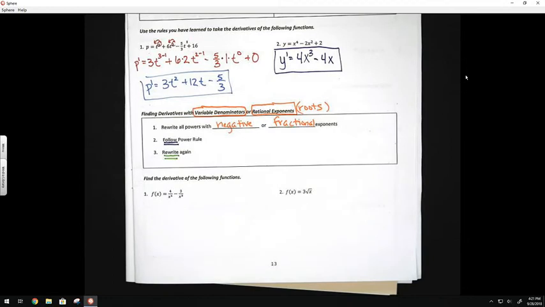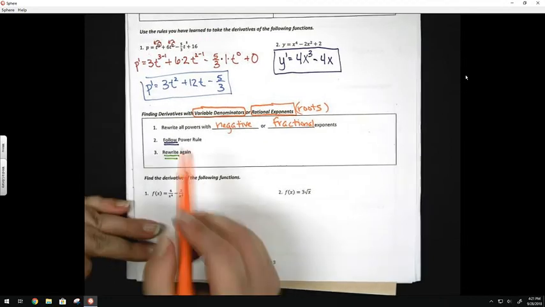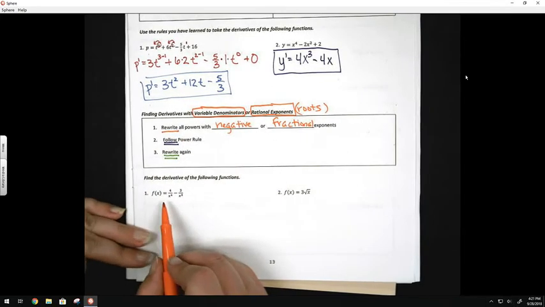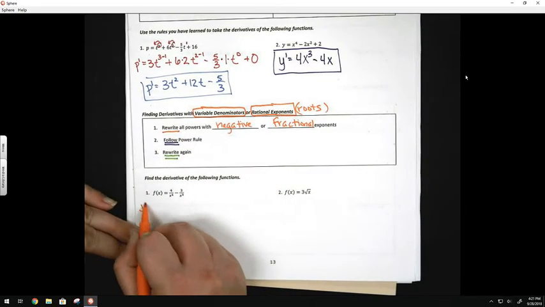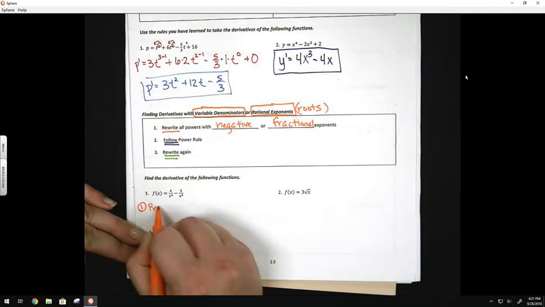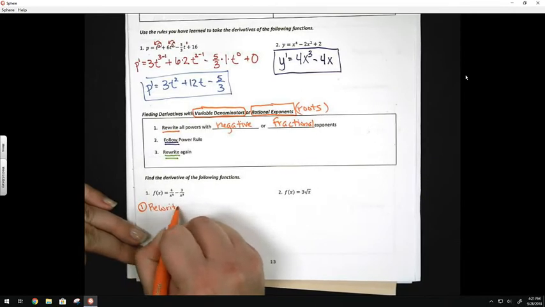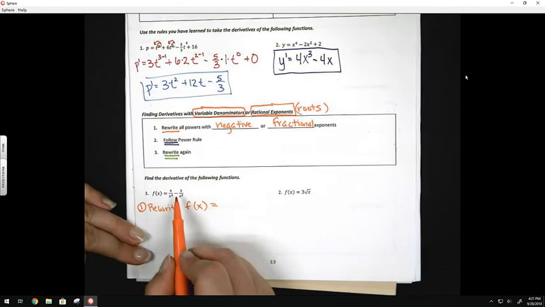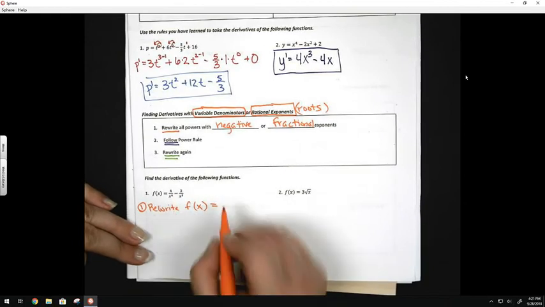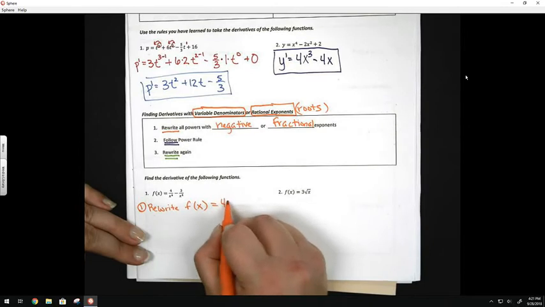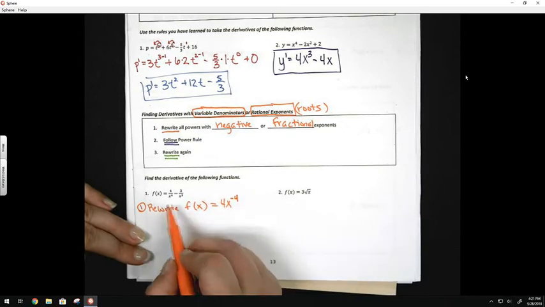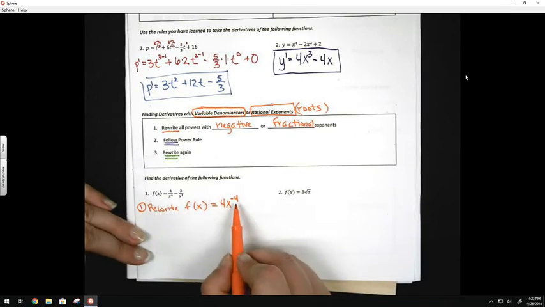So the first step is to rewrite all the powers with negative or fractional exponents. So when we look at this one here, our first step, rewrite. So f of x is going to equal, we have 4 over x to the 4th. Well, really, that's like saying 4x to the negative 4th. We're going to take that x to the 4th and bring it to the top, which means we make it a negative 4.